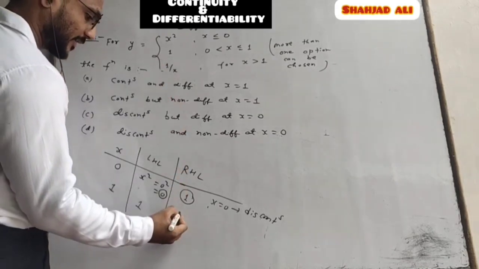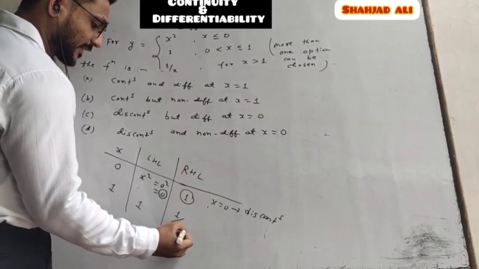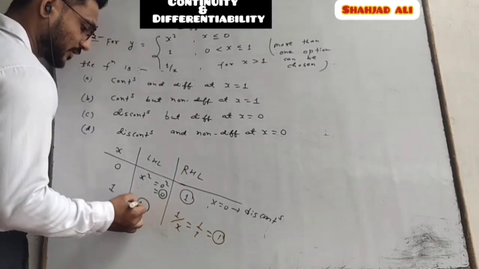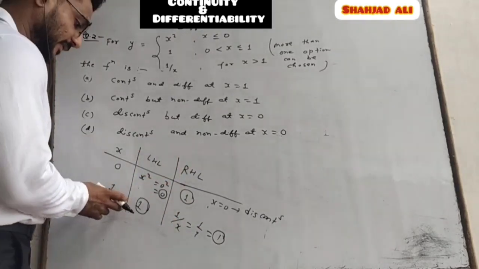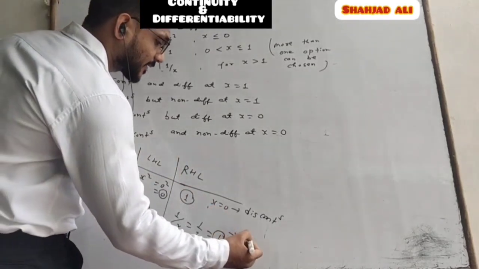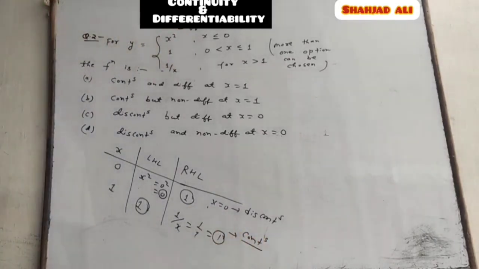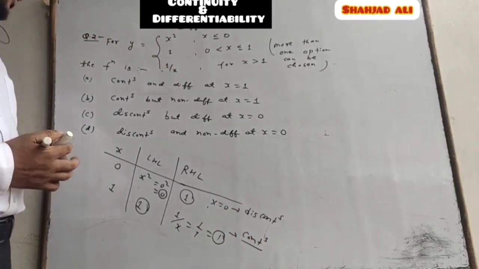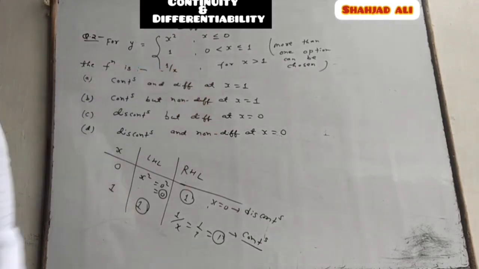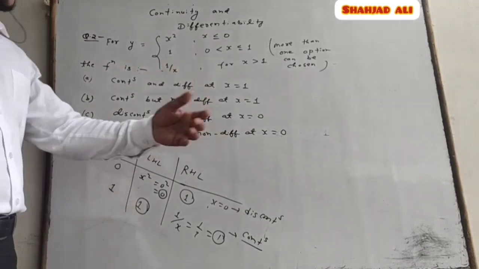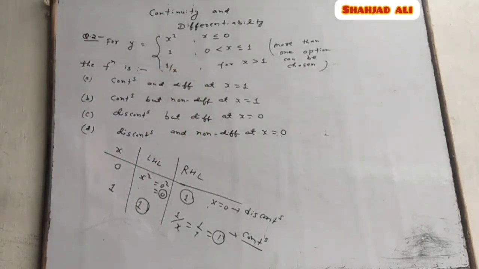So 1 upon x means 1 upon 1, so it will come. Now the left hand limit is 1 and the right hand limit is also 1. So yes, at x equal to 1, this is continuous. Now it is also talking about x equal to 1 being continuous, but we have to check for differentiability also. So for differentiability, we will solve it further.